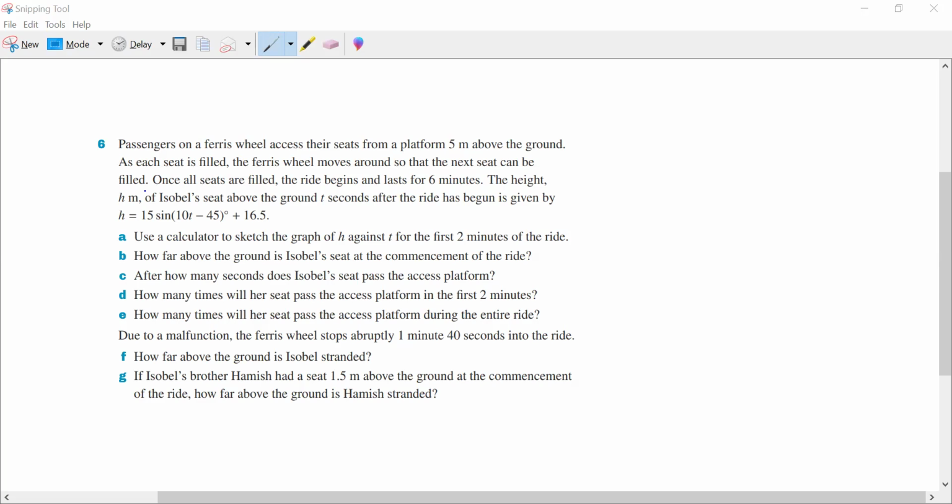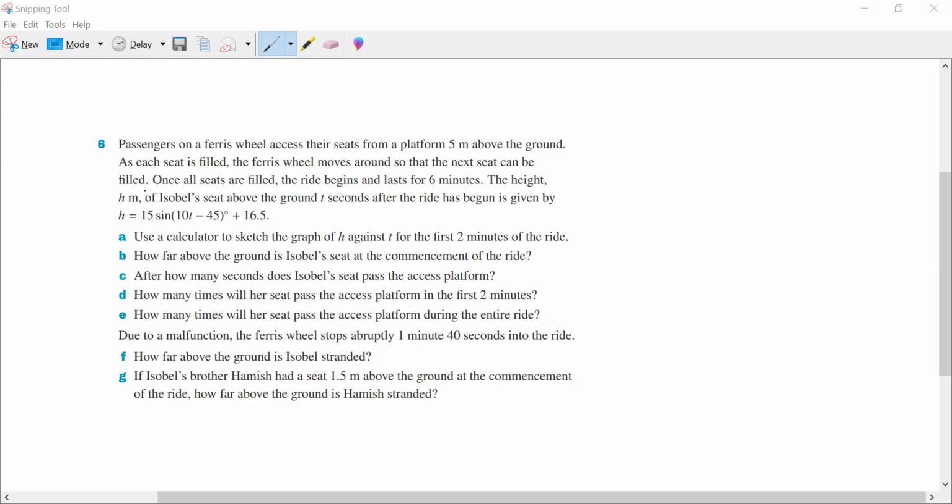So here we've got the passengers on a Ferris wheel access their seats from a platform 5 meters above the ground. As each seat is filled, the Ferris wheel moves around so that the next seat can be filled. Once all seats are filled, the ride begins and lasts for 6 minutes. The height h meters of Isabel's seat above the ground t minutes after the ride has begun is given by h equals 15 times sine of (10t minus 45) degrees plus 16.5.